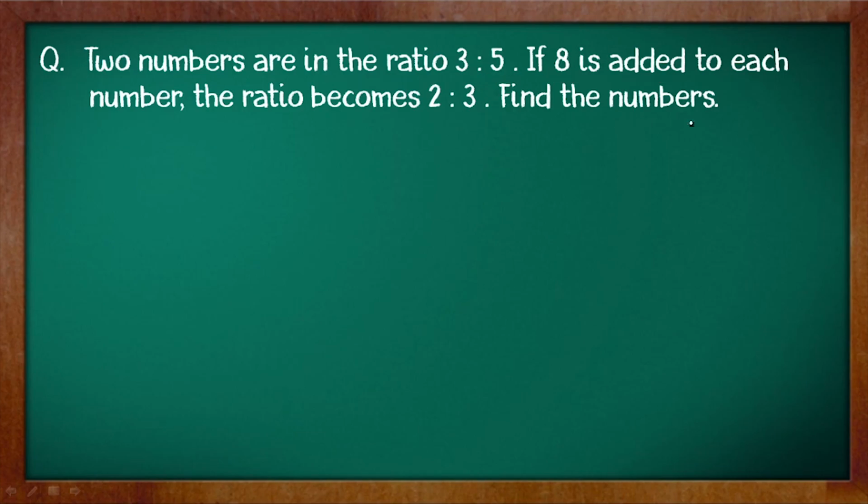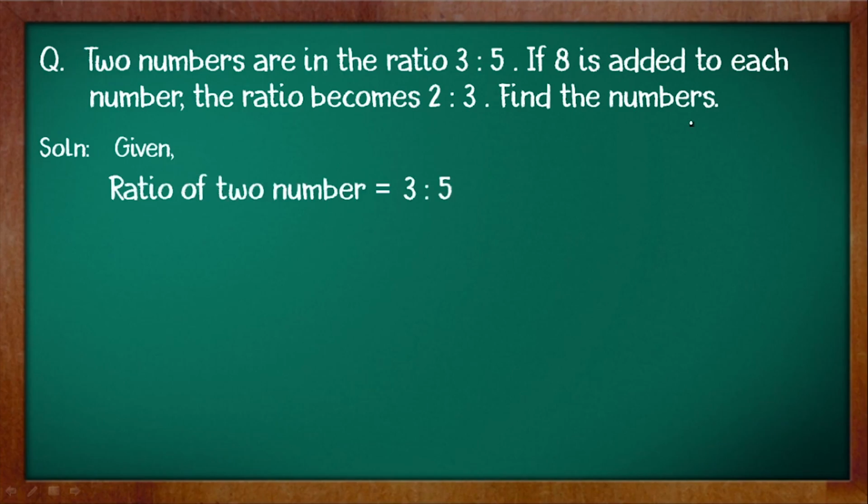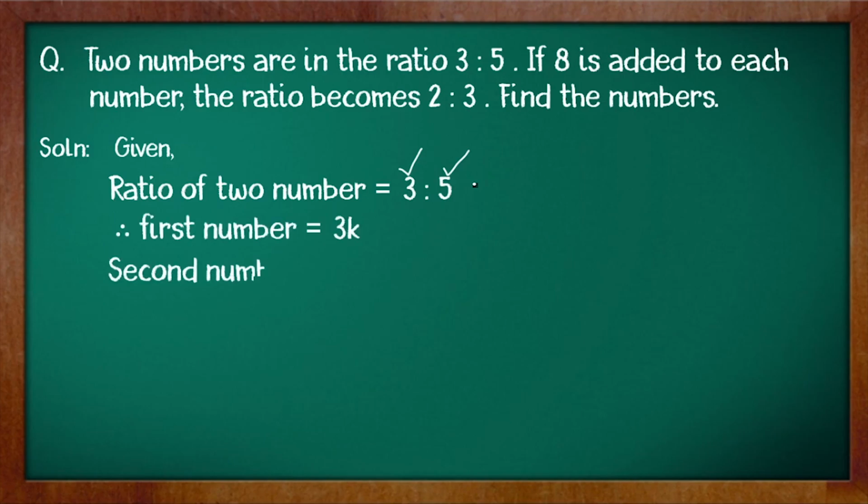So let's see the solution. So we'll write given. So what is given here? The ratio of two numbers is given here. So the ratio of two numbers is 3:5. Now this is the first number and this is the second number, right? So what we'll do is, like in the previous question, we'll just multiply it by k. So the first number becomes 3k, and what will be the second number? It will become 5k. Okay, 3k and 5k.